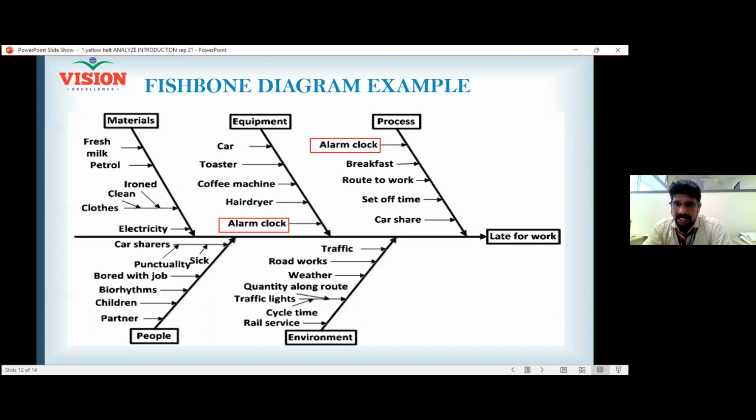In this case, getting late for work is the problem. The reason is the process. Setting up the alarm clock may be a reason, or the alarm clock not working may be a reason. So using this fishbone diagram or cause and effect diagram, you'll be able to identify all the possible cause factors which are creating a gap in my performance, which are creating customer dissatisfaction.